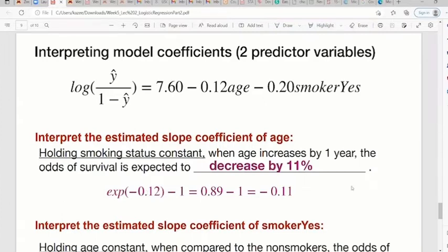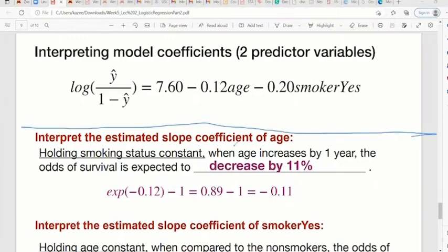This one here is for the odd. But if I want to talk about the log odd, don't forget it is exponential raised to power beta 1. So exponential raised to power negative 0.12, in absolute terms, will give you 0.89. So when you take the exponential of that, you get that.